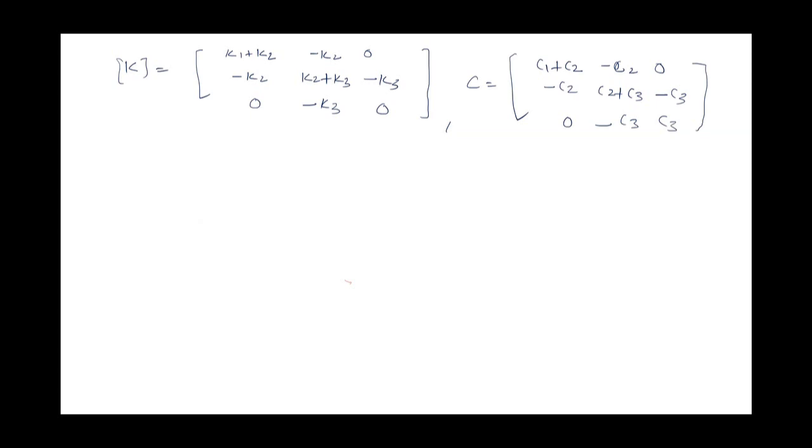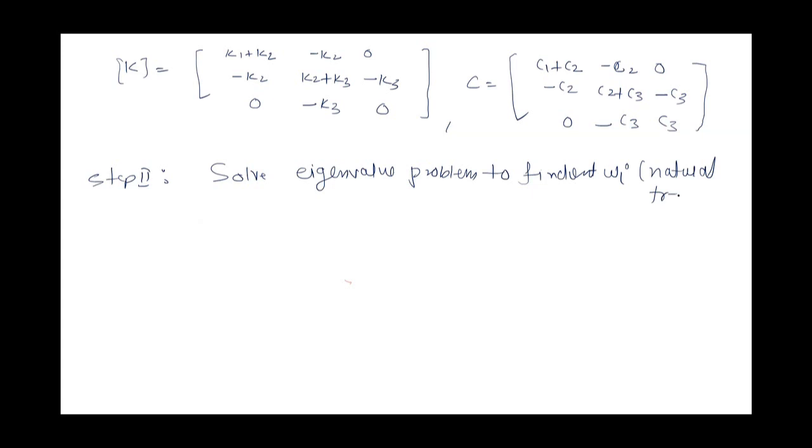So the next step is to solve the eigenvalue problem. So the second step is to solve the eigenvalue problem to find out the natural frequencies omega i and the modal matrix phi, or mode shapes.